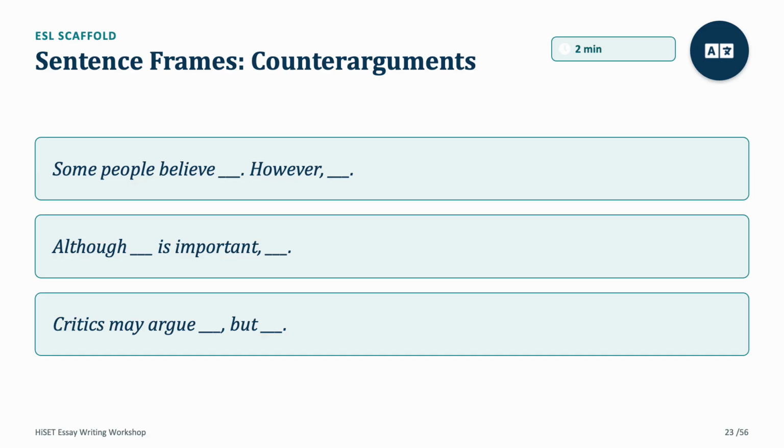Okay, now, not everybody is comfortable writing their counter-argument sentence. And this is where we have some sentence frames that might help us. You could start with some people believe, and then you put what they believe, and then however, and why are they wrong? Okay. Some people believe that you're taken more seriously if you are dressed professionally.